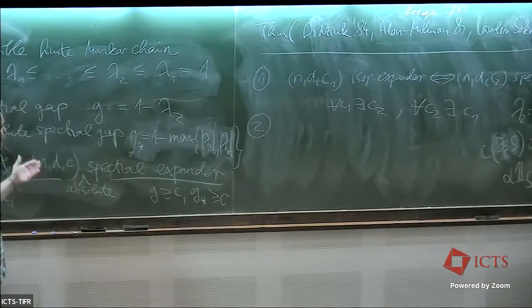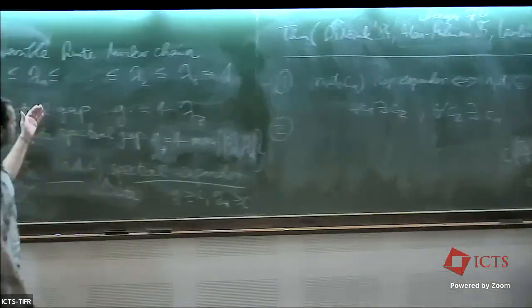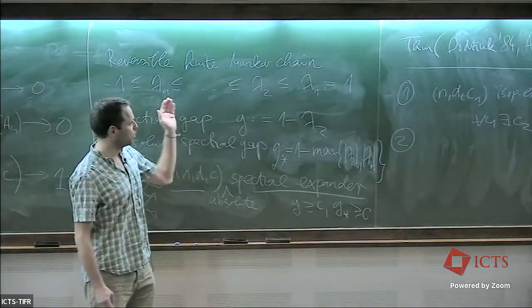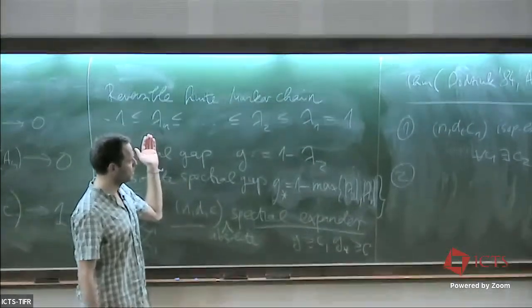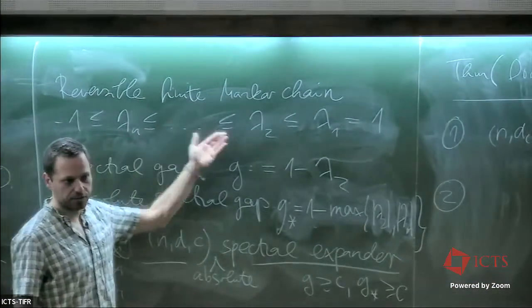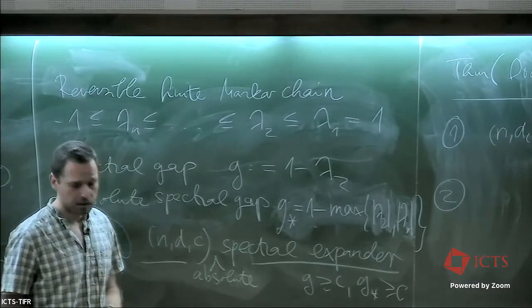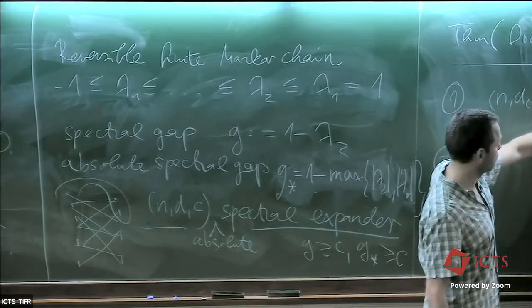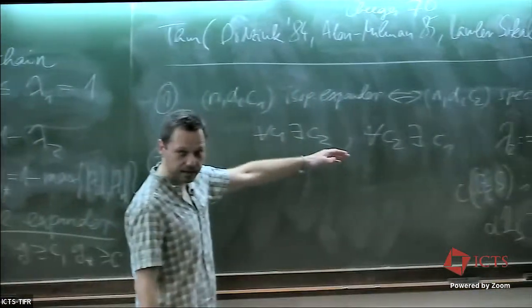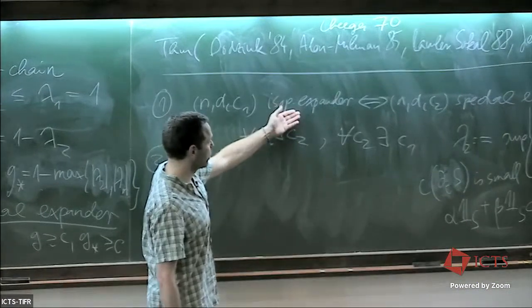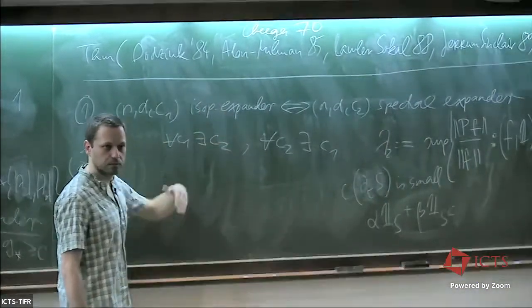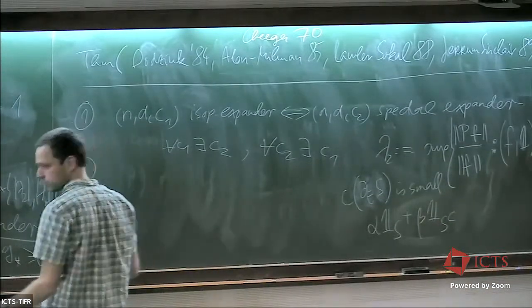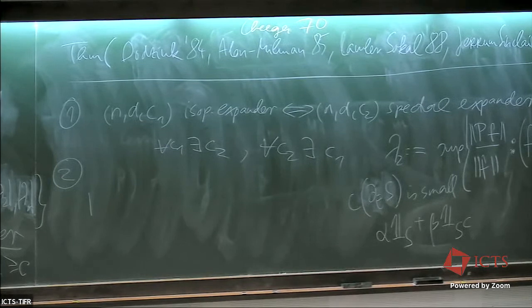But for mixing, you need... So what I'm going to write is an almost obvious consequence of what I said: write any function, expand any function in this basis of eigenvectors. Coupled with the first part, you will get that being a good isoperimetric expander gives you something about mixing. Did I write down the formula?